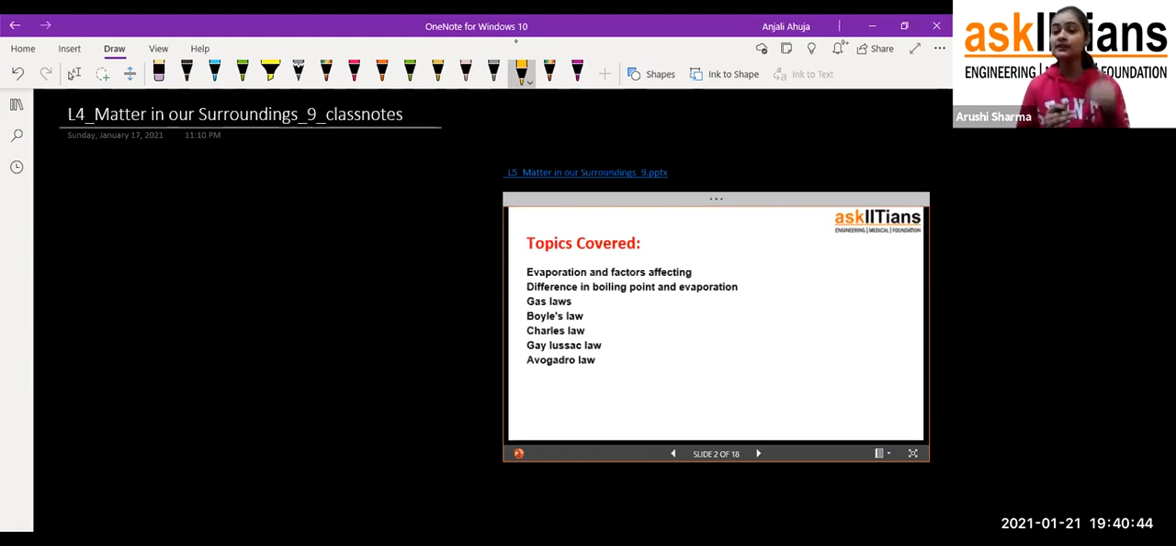Then we are going to start with the gas laws. See, students, the atmosphere, the air around us, is completely a mixture of gases. Even though there are dust particles and water particles also there, most of the air contains a gaseous mixture: nitrogen, oxygen, and different types of gases. It's not like only nitrogen and oxygen are there. We have different types of gases, students. So we are going to study some of the gas laws.